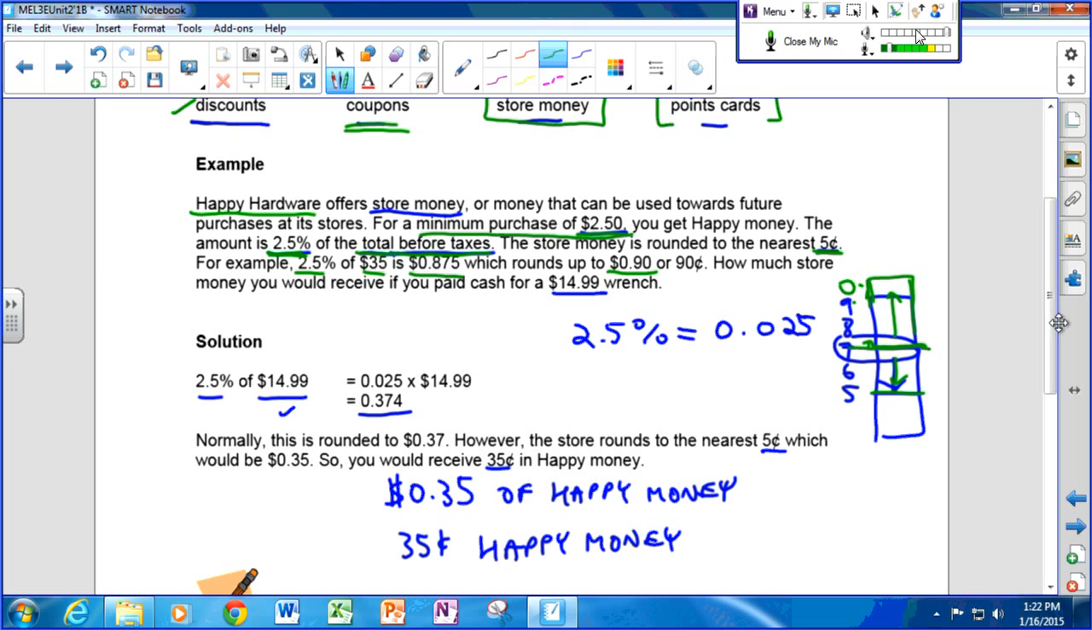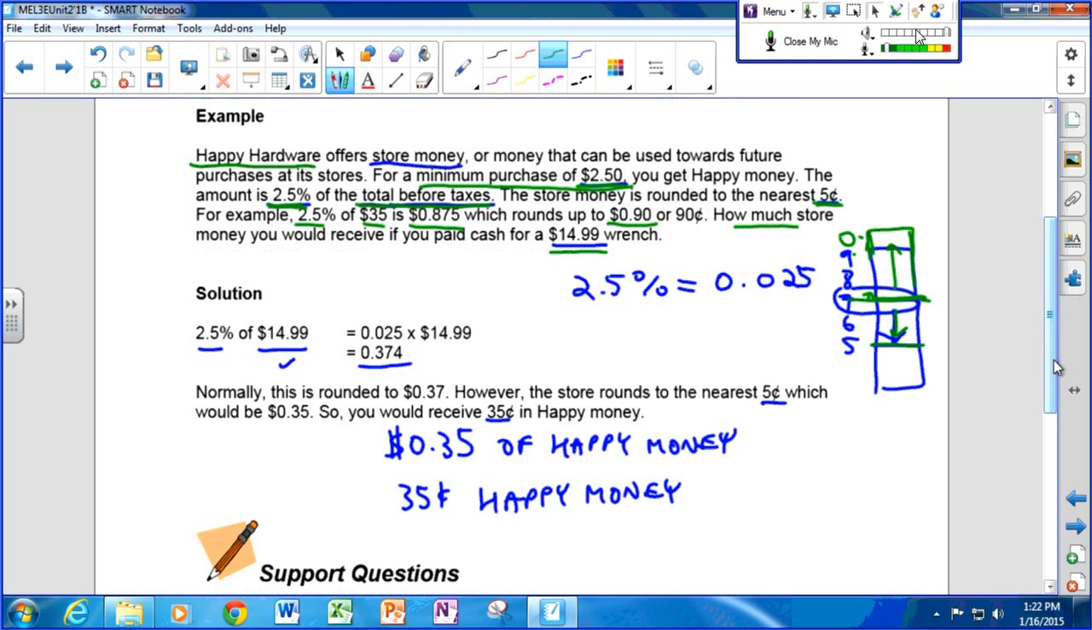So now I was going to ask you a question. How much store money would you receive if you paid cash for $14.99? Now here again, typically you have to pay cash, or a debit card usually will work as well. But if you use your credit card, or the Happy Money itself, or any other non-cash purchase, then they're not going to give you the Happy Money. There's a reason for that. When you use a credit card, they actually pay a fee to the credit card company, a percentage of the purchase, for that service. So they're not going to give you a discount in addition to paying that fee for your credit card.